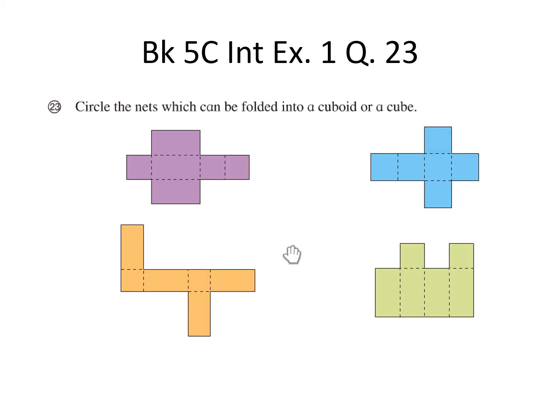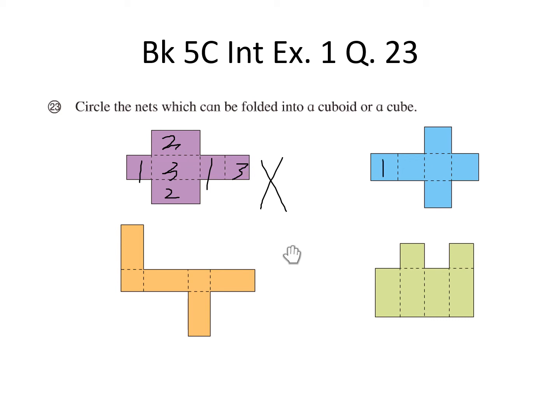Question 23. Circle the nets which can be folded into a cuboid or a cube. So let's look at the purple one. In this case, we have to check the parallel faces. All the parallel faces should be in the same shapes and same size. So the first pair, second pair, and the third pair. So you can see that the third pair, they are with different size and shapes. So this is wrong.